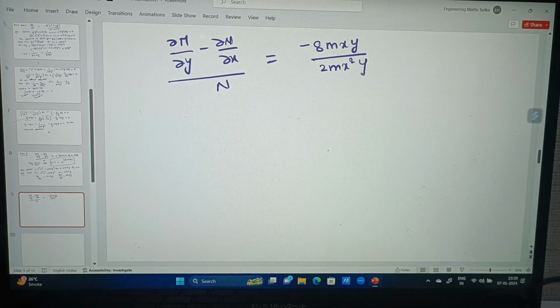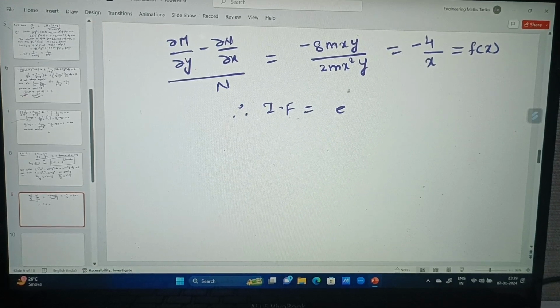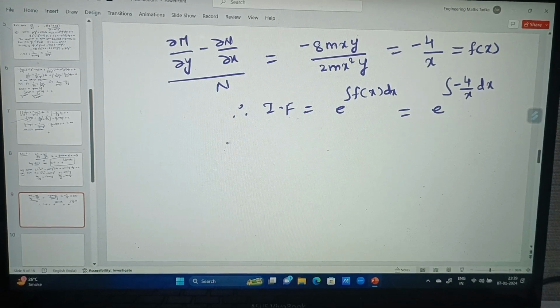2mx square y. Okay, simplify करने के बाद minus 4 by x का आंसर आया है. Okay, what is minus 4 by x? It is nothing but a function of x only. Therefore, what is the integrating factor? Integrating factor का formula क्या है? E to the power integral f of x dx, which is nothing but e to the power integral minus 4 by x into dx, which is nothing but e raised to minus 4 log x.